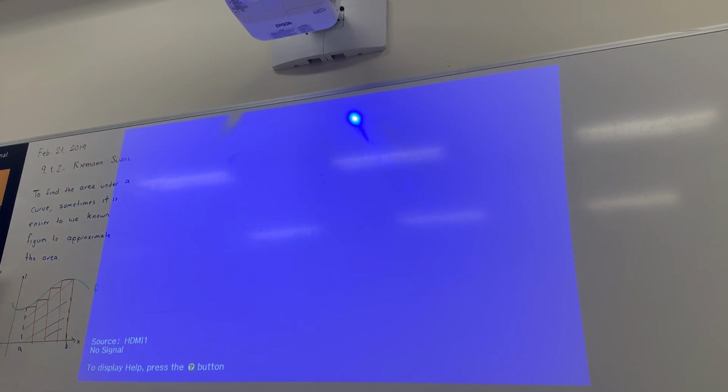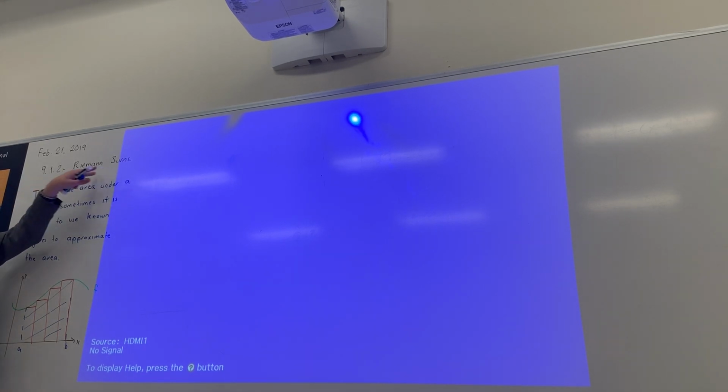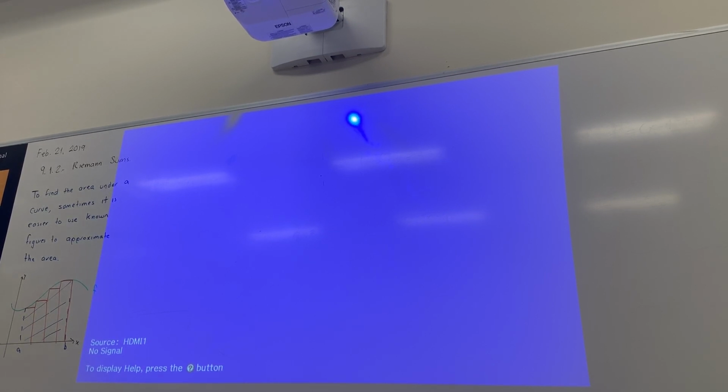And usually, in this case, when you add all of them, it's going to be called a sum. And for that, we're going to use this, which is called the Riemann sums. The Riemann sum is going to be basically that: adding the areas of these known figures to approximate the area under the curve. Okay?